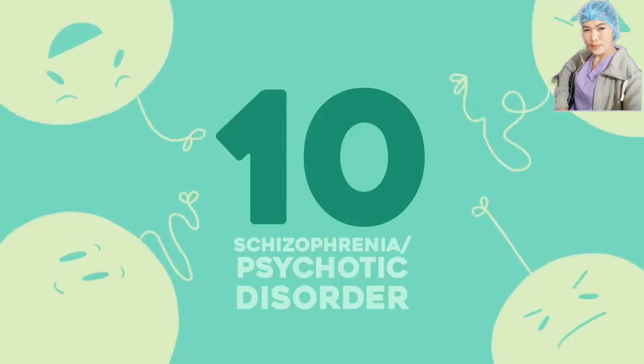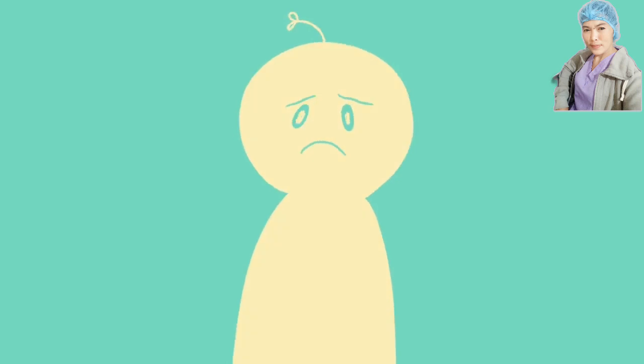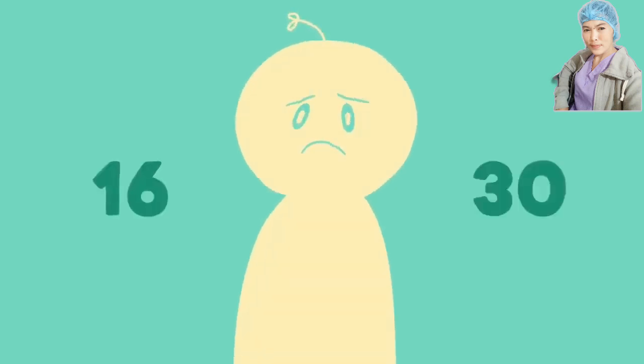And 10. Schizophrenia and psychotic disorders. Did you know 3 out of 100 people will experience the symptoms of psychosis in their lifetime? Yep. This means 1% of the population suffers from a psychotic disorder. People usually have their first psychotic break between the ages of 16 and 30, which means approximately 100,000 adolescents and adults will experience their first psychotic break every year.